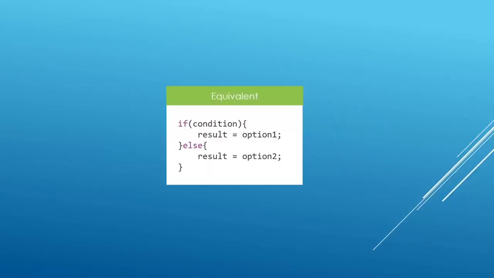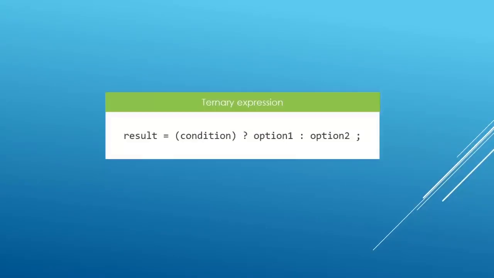Here is an equivalent version of that using if, as we have been doing all along. So we say if condition, result equals option 1. If condition is false, result is going to be equal to option 2. And this is exactly the same thing we are doing with our ternary expression here.